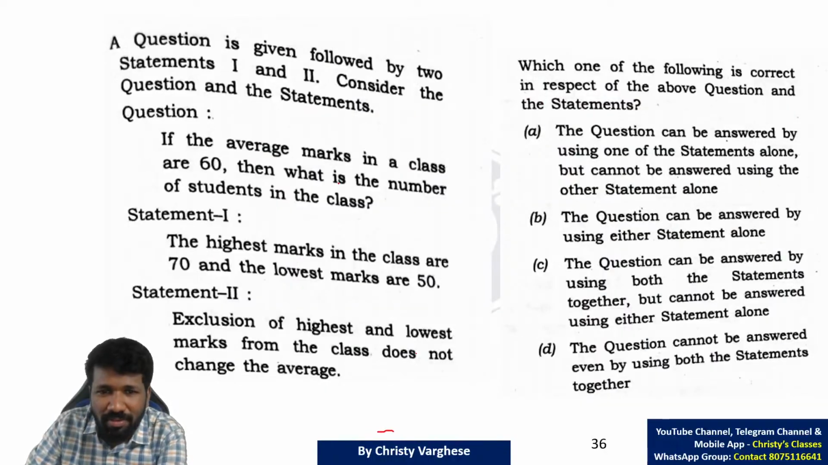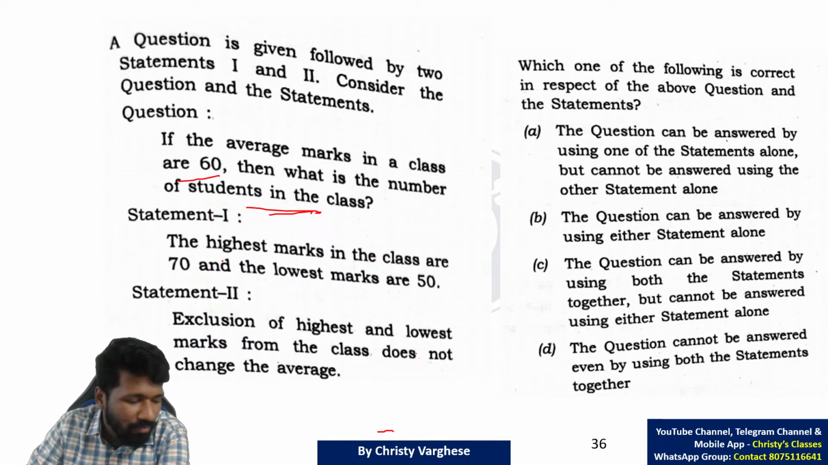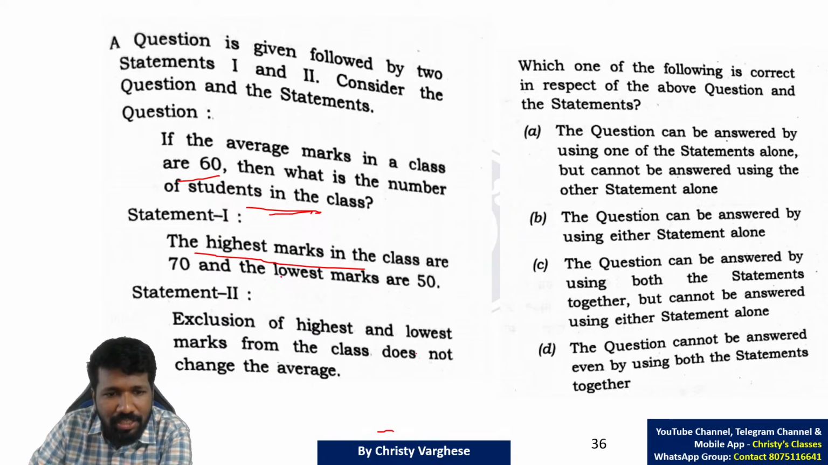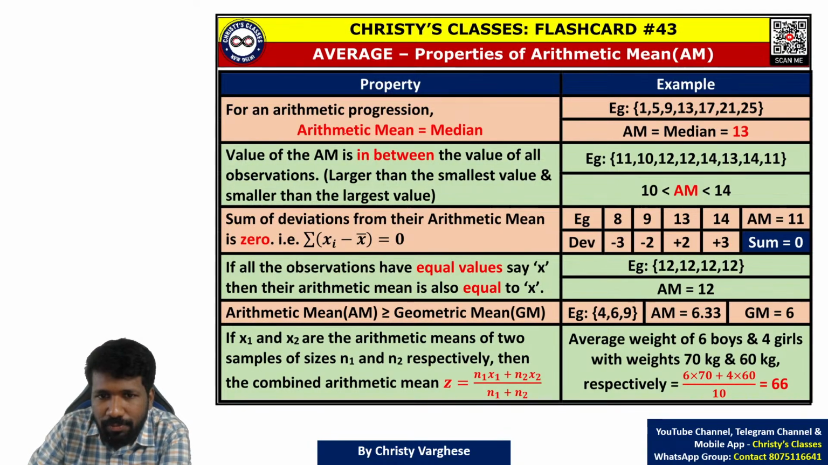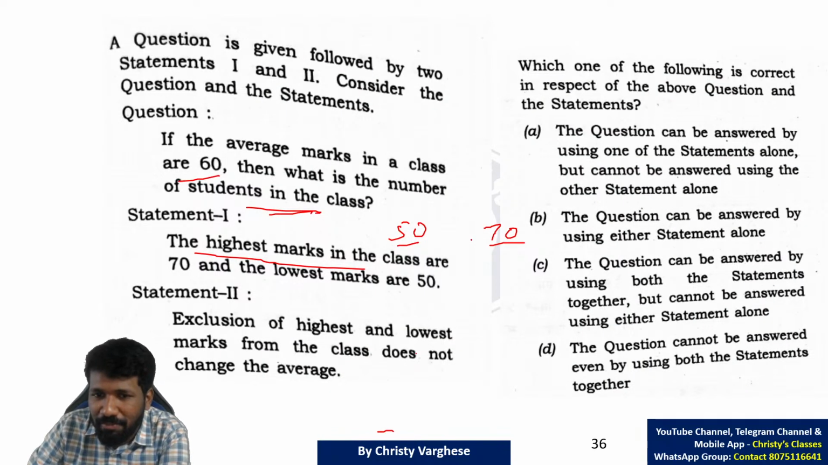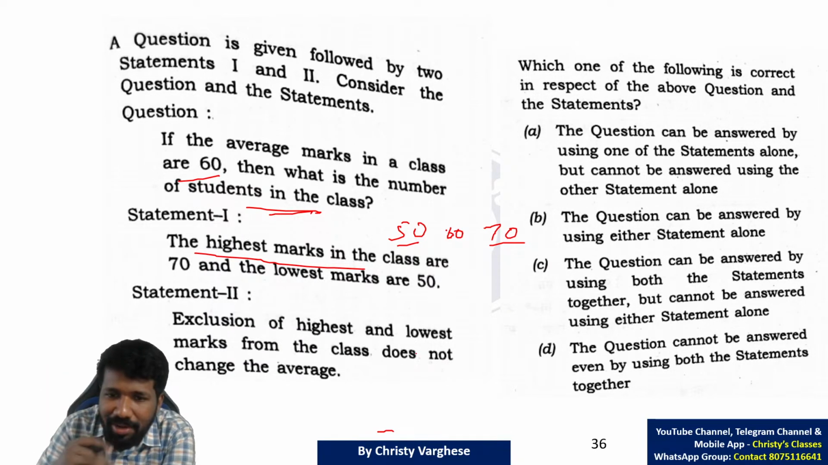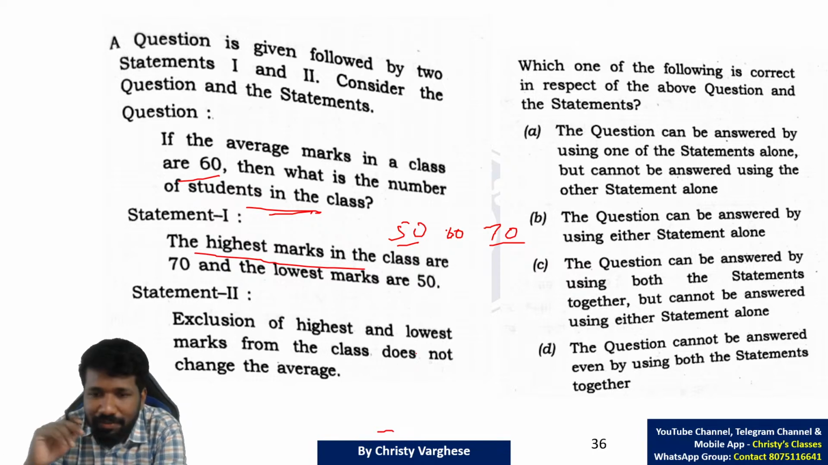So just from the average being 60, we cannot find the number of students. We need extra information. Which extra information is needed? That is the question. Highest mark is 70 and lowest mark is 50. So 50 is the smallest value, 70 the highest value. I have taught in class 1 theorem that the value of the arithmetic mean will always be between the values. So 60 is between 50 and 70, but it is not necessary that it should be exactly in the middle. It can be anywhere in between, depending upon the other values.